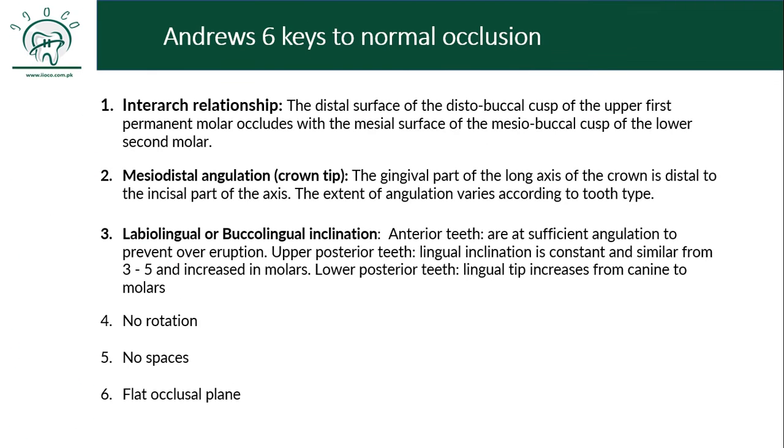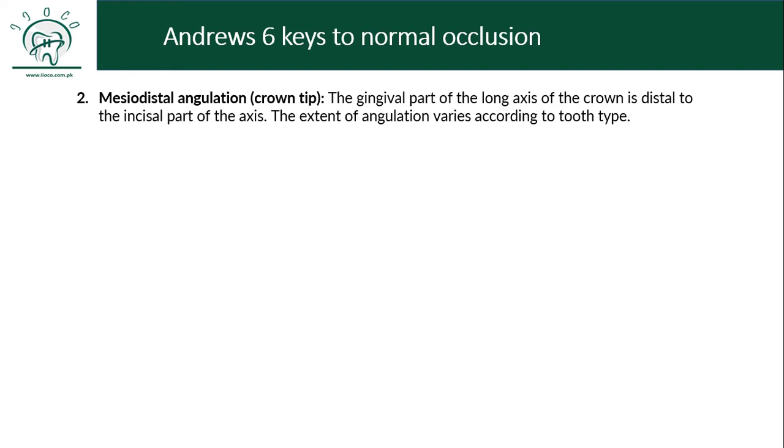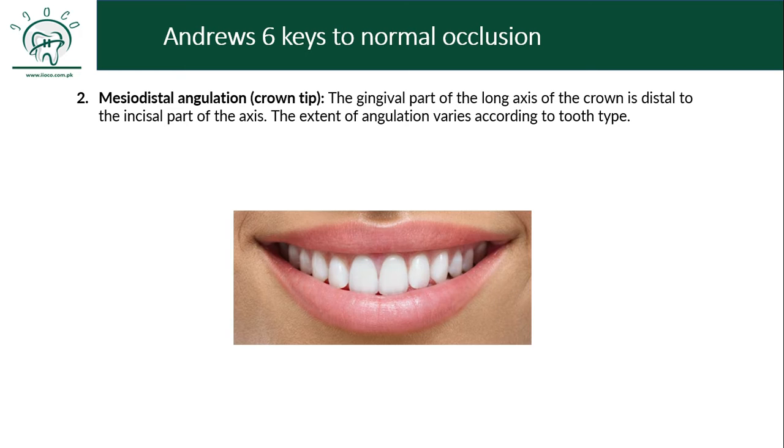So let's begin. The second key tells you about the mesiodistal angulation of the whole dentition in a patient with ideal occlusion. The way Andrews puts it is that the gingival part of the long axis of the crown is distal to the incisal part of the axis, and the extent of angulation varies according to the tooth type. What is he trying to say? What are the gingival and incisal parts of the long axis of the crown?